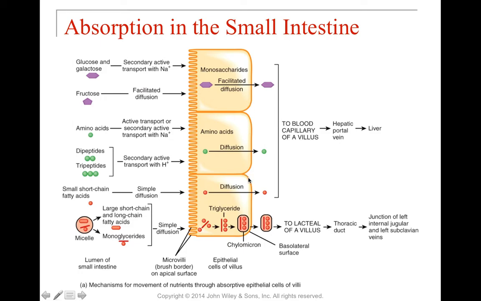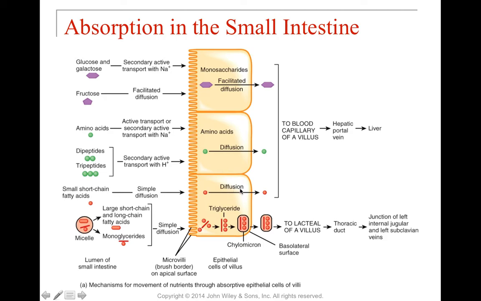But these five here on the top, these are all going to go in through the hepatic portal vein and then into the liver. Amino acids can be brought in by secondary active transport with sodium or by active transport. They're going to go right across. Dipeptides are usually brought in by diffusion or by secondary active transport. And then simple diffusion is what's basically going to be bringing in our short chain fatty acids.